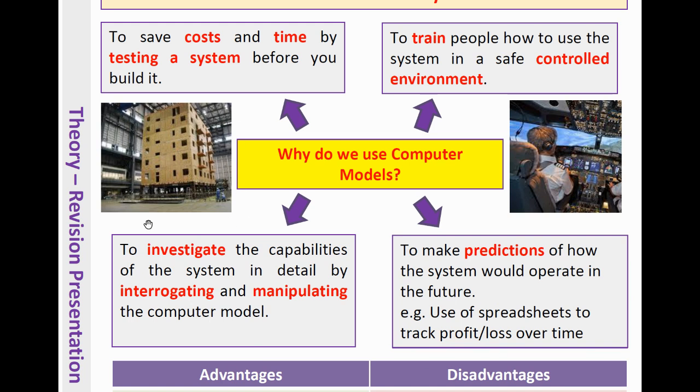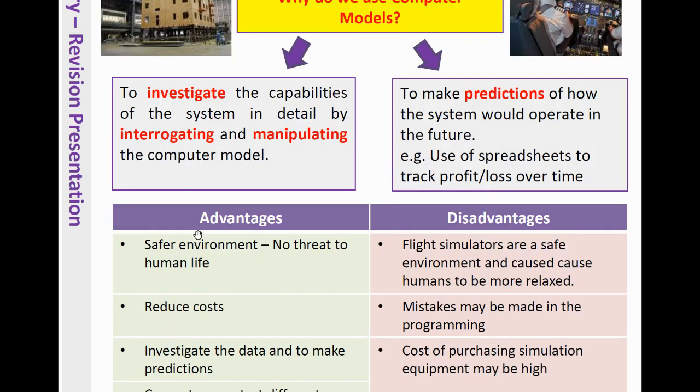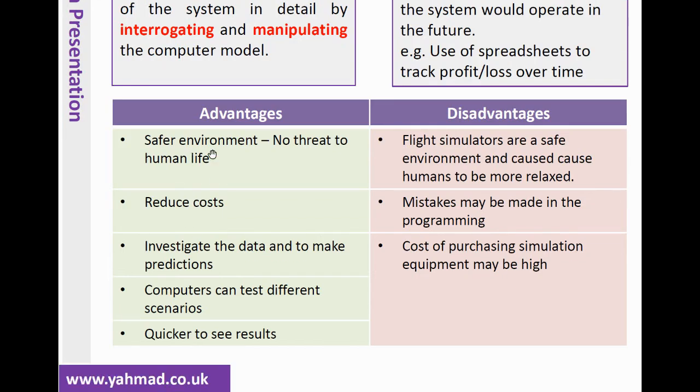And then obviously, if you can make predictions, and if it passes a test, then you can make this on a grander scale. So the advantages of using computer models are: it's safer for the environment, with no threat to human life, there are reduced costs because you're not going to damage anything, you can investigate the data and make predictions.